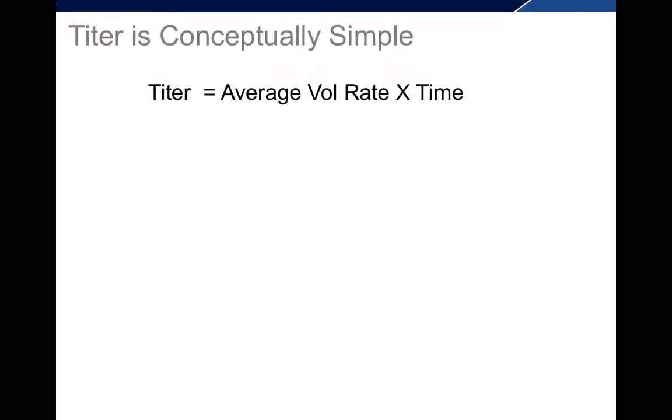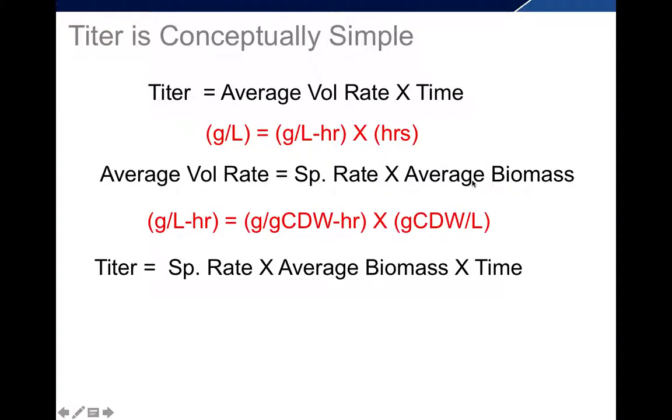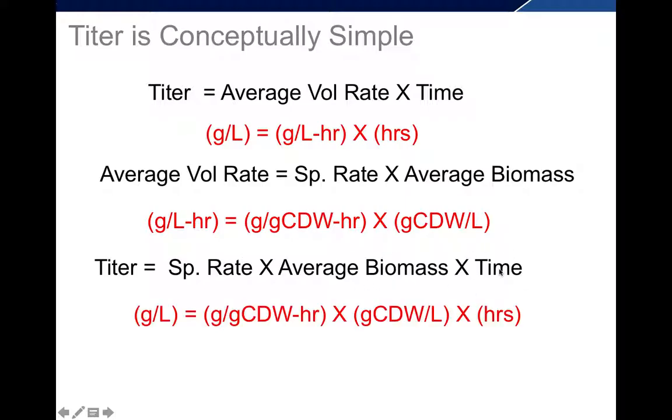So those are some of the basics of rate, and we can go to titer, which is conceptually very simple. So the titer is basically the average volumetric rate times the length of the fermentation. So the longer the fermentation is, conceptually, the more product you'll make, right? Gram per liter equals gram per liter per hour times hours. And we know the average volumetric rate is equal to the specific rate times the biomass concentration. So we can basically calculate the titer as a function of the specific rate, the biomass concentration, and the time, right? Now this is conceptually what should happen.